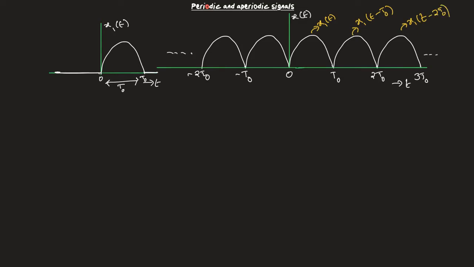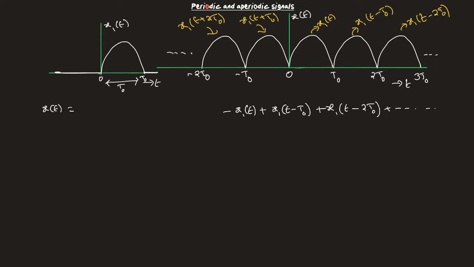Similarly, at the left hand side, x1 of t plus T0. That is the left shifted version of x1 of t by a value T0. This is another replica which is given by x1 of t plus 2T0. So like this, we can take every integer multiple of T0 and the signal can be defined from minus infinity to plus infinity. So let's define x of t as a linear combination of x1 of t plus x1 of t minus T0 plus x1 of t minus 2T0 and so on up to plus infinity. Similarly, for the negative time axis, x1 of t plus T0 plus x1 of t plus 2T0 and so on up to minus infinity.